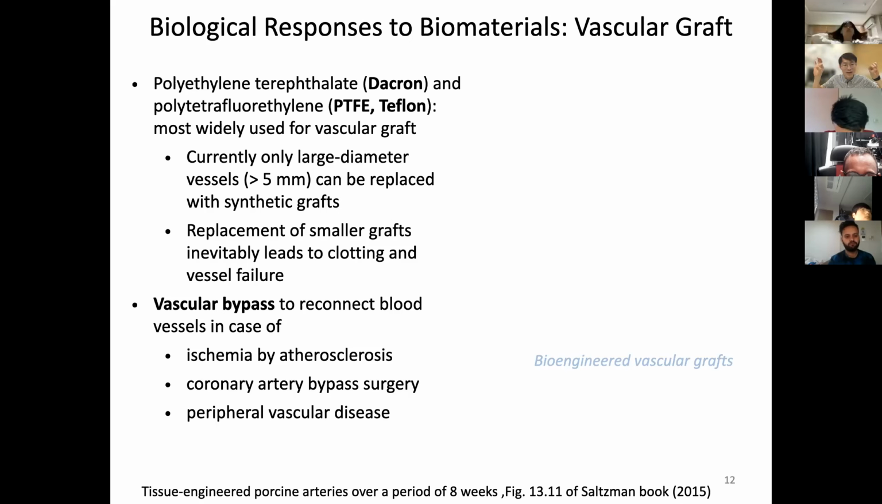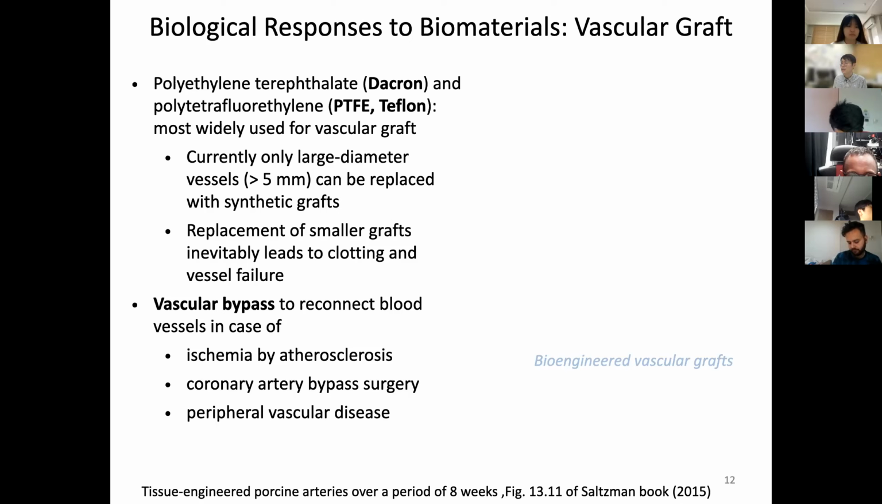A vascular graft is of course an external one, which replaces our own vessels, and currently only large vessels bigger than 5 millimeters in diameter can be replaced with this synthetic graft. Why not small vessels? Because smaller grafts lead to clotting and vessel failure. That's a big issue, and I think it's not yet resolvable. That's our understanding of biology and technological limit.